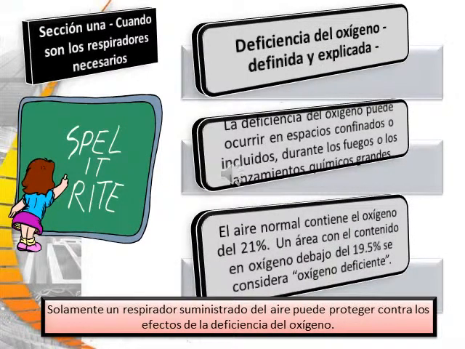When are respirators needed? Oxygen deficiency explained and defined. Oxygen deficiency can occur in confined or enclosed spaces, such as during fires or large chemical releases. Normal air contains 21% oxygen, and oxygen content below 19.5% is considered oxygen deficient. Only a supplied air respirator can protect against the effects of oxygen deficiency.